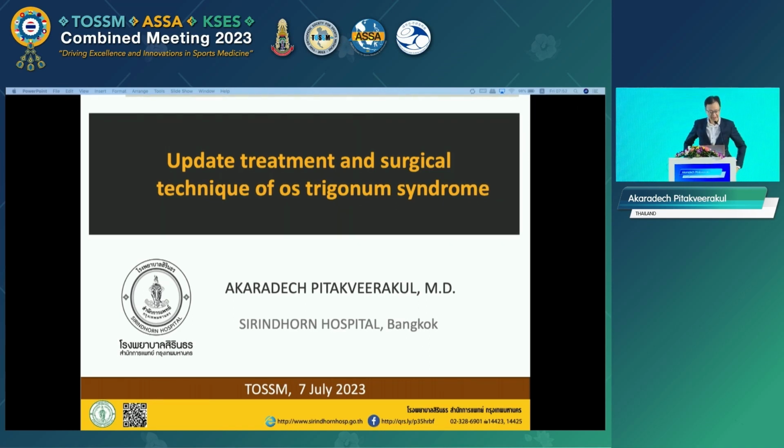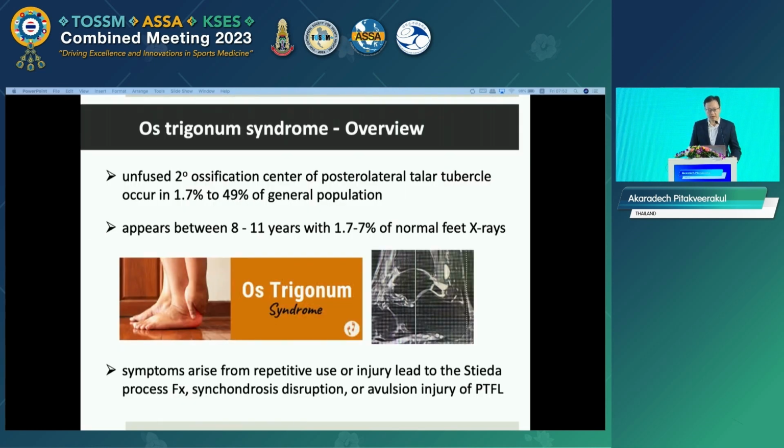I would like to share the update on treatment and surgical technique for trigonum syndrome. So the overview of trigonum syndrome is an unfused secondary ossification center of the posterolateral talar tubercle, occurring in about 2 to 50% of the general population. It appears between 8 to 11 years old, seen in about 2 to 7% of normal X-rays.